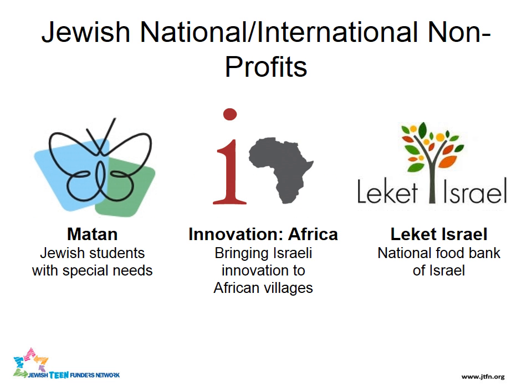So the 3 nonprofits that we've worked with, that you will be receiving grant proposals from, are the following on the screen: Matan, which works with Jewish students with special needs; Innovation Africa, which brings Israeli innovations to African villages; and Leket Israel, the National Food Bank of Israel. Their representative, I do not believe, is in Israel, so the time zone challenge should not be an issue there. And again, you'll receive this information later this month.